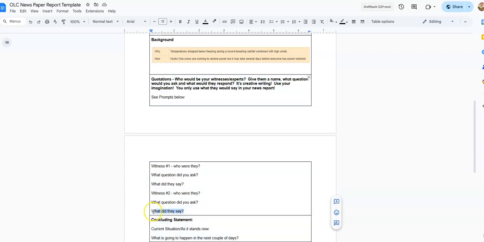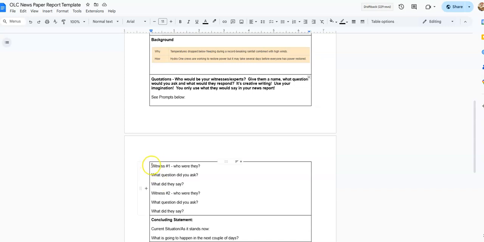And then the key part is, what did they say? So you want to know a name and the reason that you're interviewing them, because they are a Hydro One worker. So Joe Pete, Hydro One worker, I asked him, what are the problems that you encountered? And he would say, we've been working long and hard hours. We want to make sure that everyone has hydro. It's been really challenging for these reasons, right?